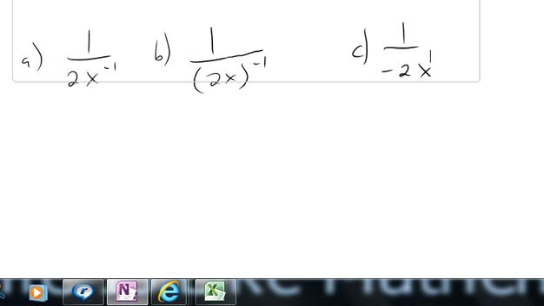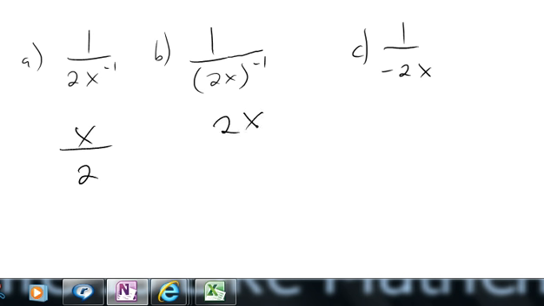I have found over the years negative exponents sometimes confuse people. For example, in question A, only x is to the negative exponent, not the 2. So the x will go to the top, but the 2 will stay on the bottom. While in question B, all of it is to the power of negative 1, all of 2x, so all of it will be flipped and goes to the top. 2x over 1, or just 2x.